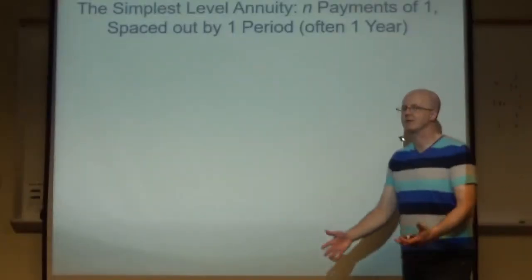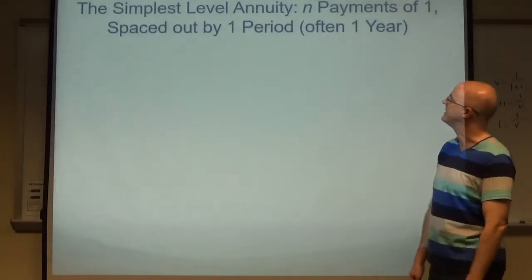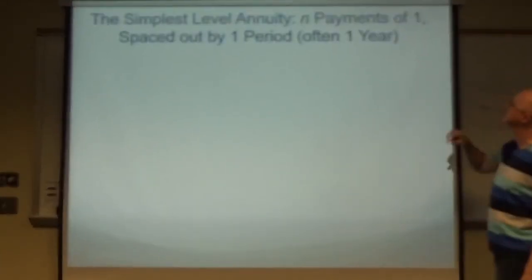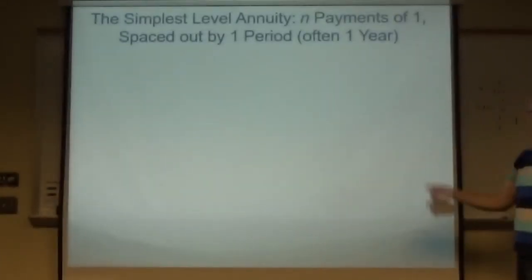What's the simplest kind of annuity? We do spend a lot of time with relatively simple annuities, and then we try to combine the relatively simple annuities in certain ways to deal with more complicated situations. The most simple kind of level annuity would be when you've got n payments of, say, $1, €1, whatever, spaced out by one period, often 1 year.